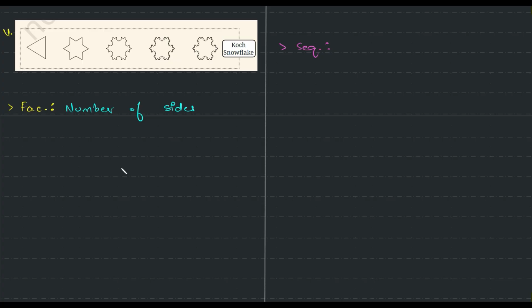So the structure goes like this. You have a triangle. Actually, it's supposed to be an equilateral triangle. Then you divide each side into 3 equal parts. This is how a snowflake is made. 3 equal parts you have to divide. Erase the middle one. And then you add the bump. Okay.